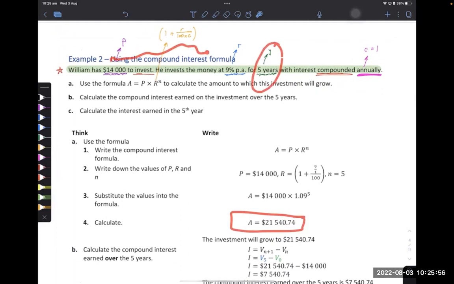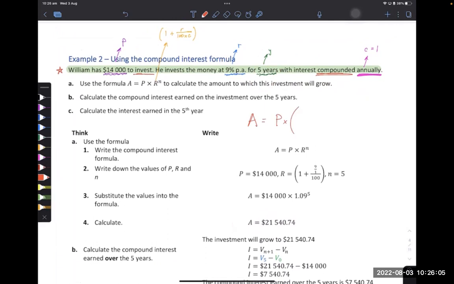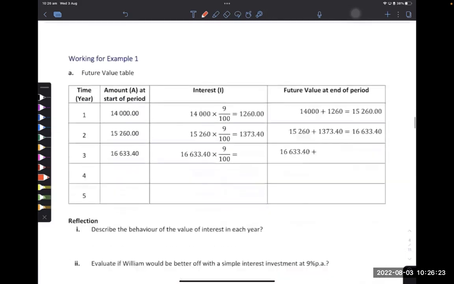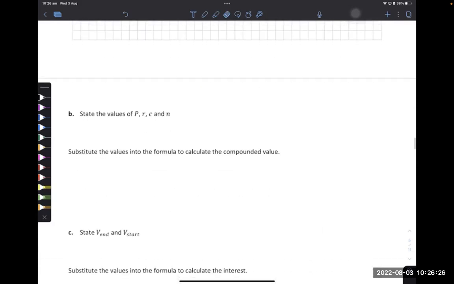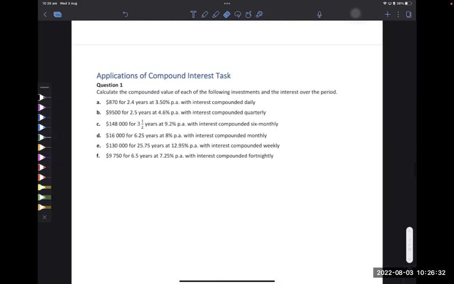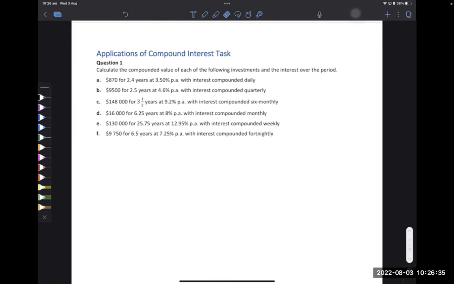So if you take all of these ingredients here and you put it into the formula, which is A equals P times, instead of the capital R, we're going to write 1 plus R over 100 times C to the power of n. Okay, you put all the numbers in and it will work out. So what I'd like you to do now is actually try a question. Let's go here now. So application. At the top of the page, you should see the words applications of compound interest.